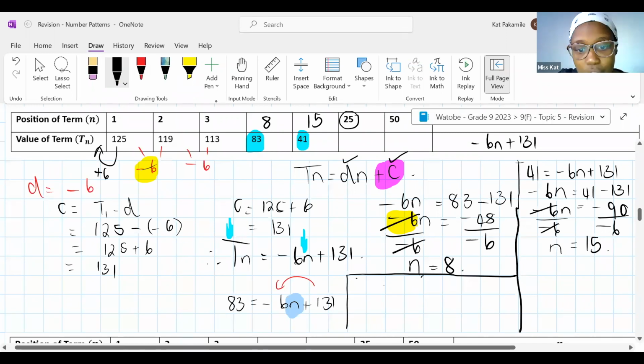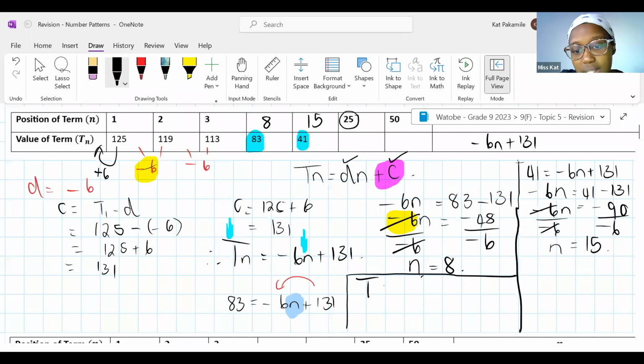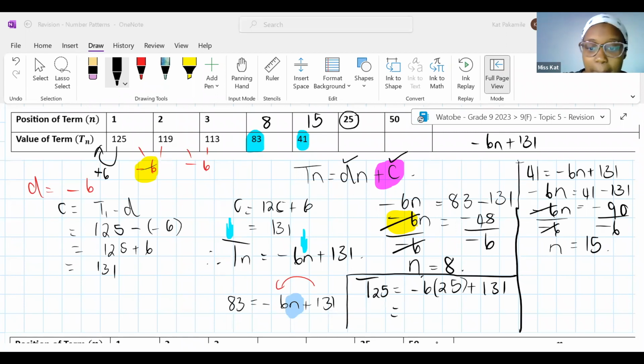So it's going to be term 25 is equal to negative 6 times 25 plus 131. Okay, tell me what you guys get. Negative 6 times 25 plus 131. Tell me what the value will be in position 25.